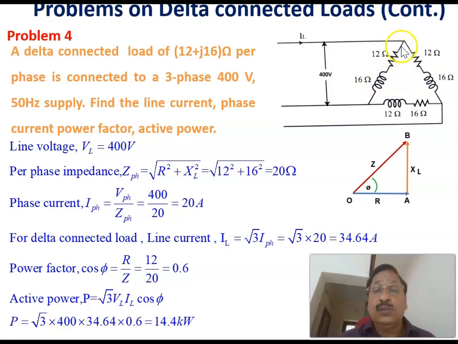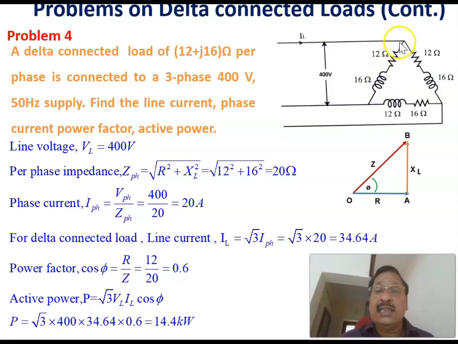For that, first you have to find out the phase current. In a delta connected system, the line voltage is the same as the phase voltage. Therefore, phase voltage equal to line voltage, which is equal to 400 volts. Now the impedance per phase is given by square root of 12 square plus 16 square, which is equal to 20 ohms. The impedance is 20 ohms, and this voltage is equal to 400 volts. Per phase current is the voltage across this divided by the impedance, 400 divided by 20, or 20 amperes.